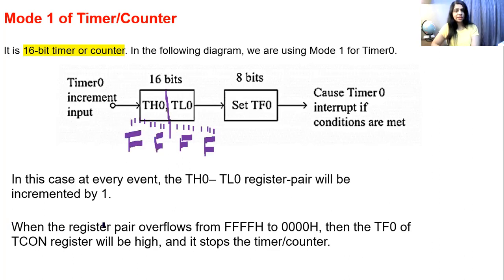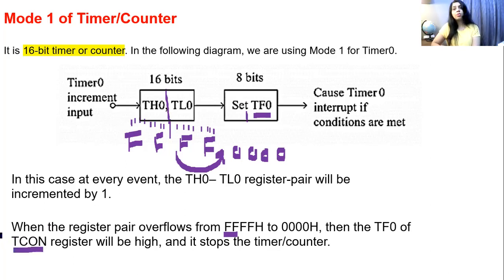What happens when the register pair is at FFFF and one more clock pulse arrives? It will overflow and again become all zeros. This is known as overflow. When the register pair overflows from FFFF to 0000, then the TF0 flag is set. Where is this TF0 flag? In the TCON register, as it was in the earlier case.